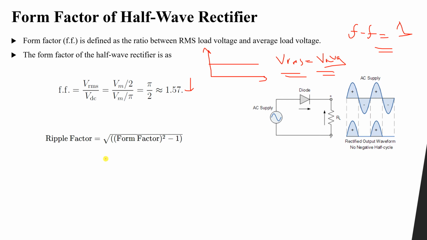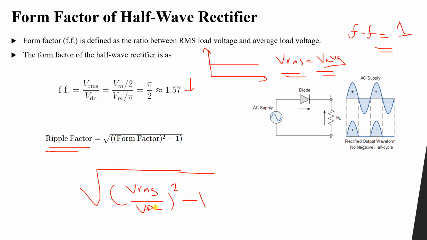Now remember the ripple factor, which we obtained in a previous lesson. The ripple factor is the root of (VRMS over VDC) all squared, minus 1. Now VRMS over VDC is simply the form factor that we just explained. So there is a relation between ripple factor and form factor: the ripple factor is equal to the root of form factor squared minus 1.